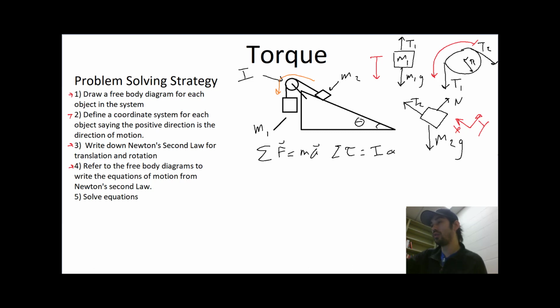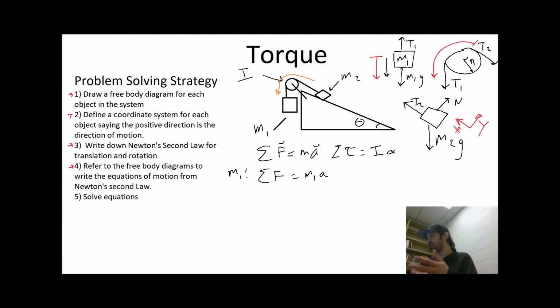Well, let's look at 4. So 4, we want to refer to the free body diagrams to write a system of equations for these. So let's look first at M1. M1 is going to be going in this direction, down. So we can say that the sum of the forces, so this is for M1, is going to be equal to M1 times A.